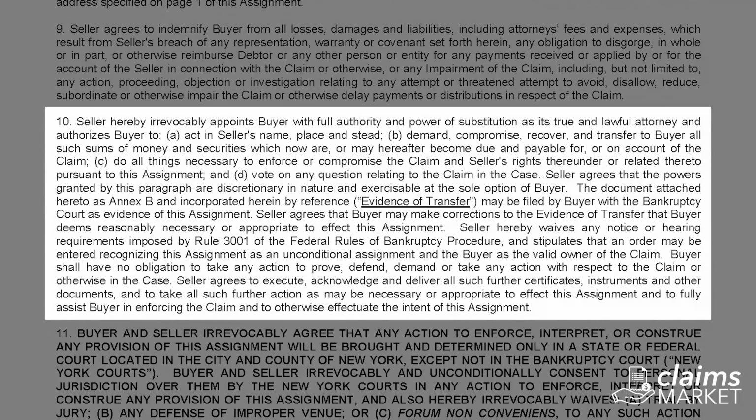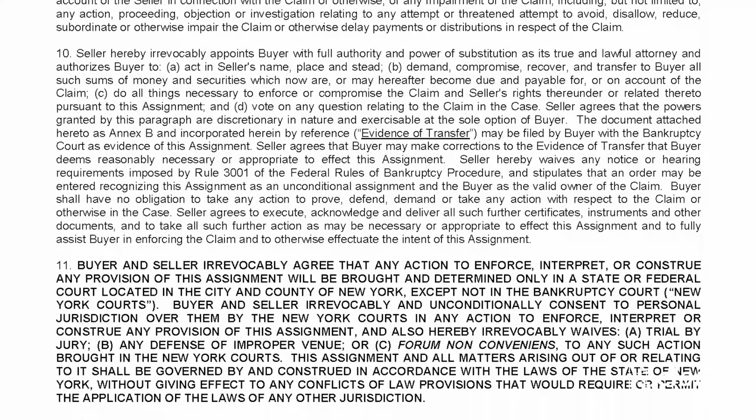Paragraph 10 provides for the administration and transfer of the claim post-closing. It contains a limited power of attorney in case the buyer needs to take actions to validate their ownership of the claim. This paragraph also says that the buyer can file the evidence of transfer with the bankruptcy court to become record holder of the claim. There is also a provision that you agree to take further action appropriate to the assignment.